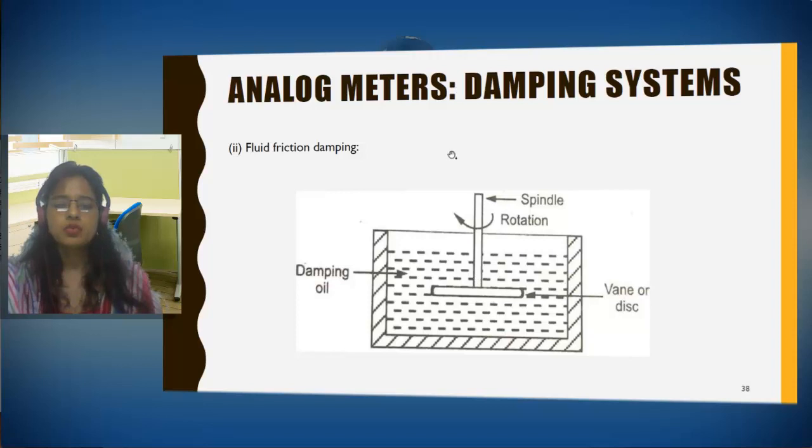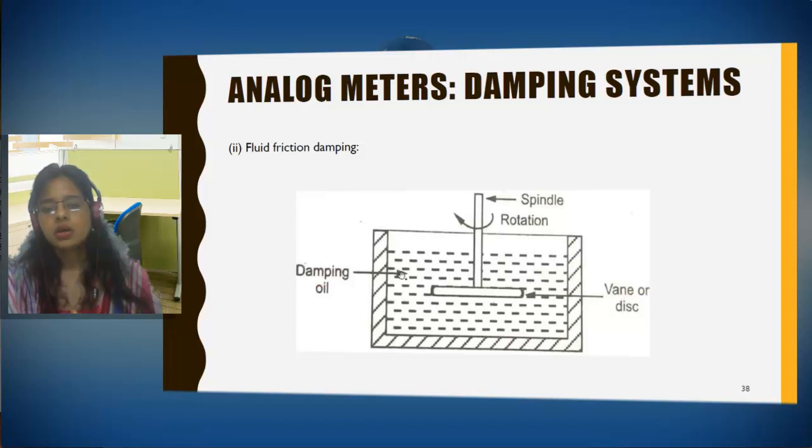When it moves the pointer, suppose the pointer is this, here it is the pointer. If it rotates in the clockwise direction, then this spindle will also try to rotate. Once the spindle rotates, the vane or disc which is connected to the other end of the spindle also rotates. But this rotation of the spindle is opposed by the damping oil because of its thickness, its viscous nature. It will oppose the movement of this disc.